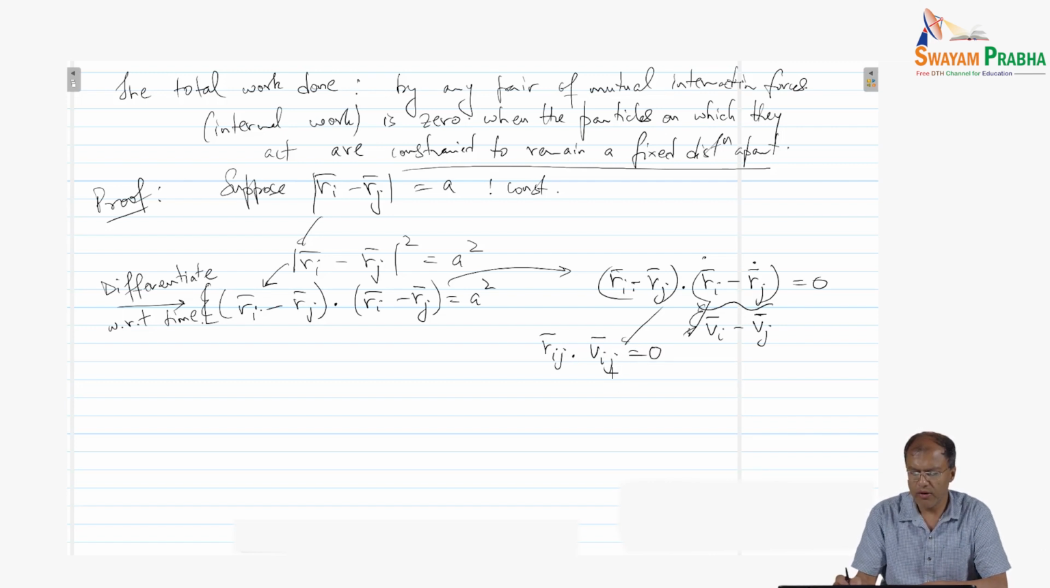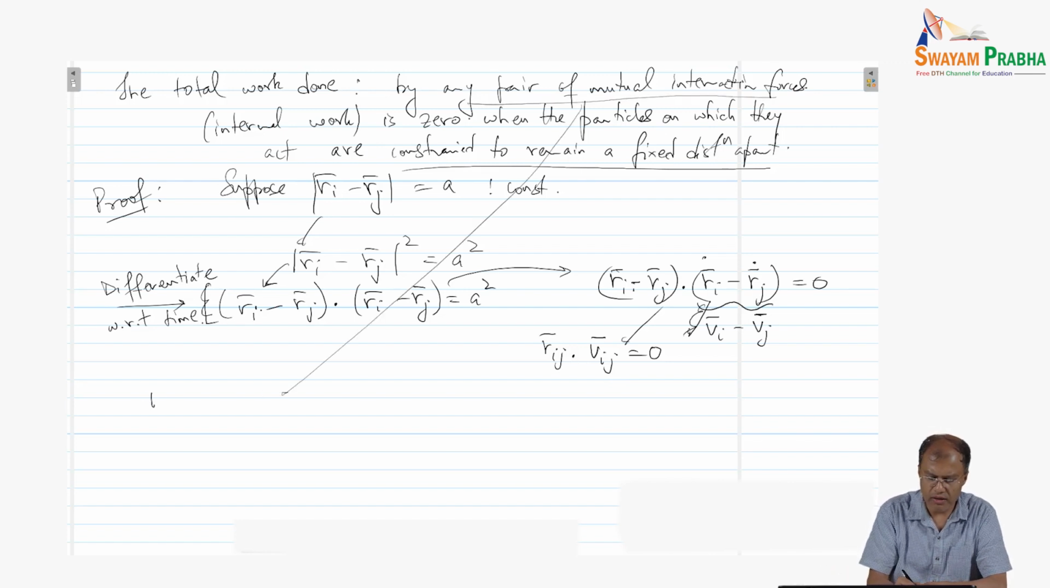Now remember, if we want to find the work done by mutually interacting forces, the work done W is going to be the integral of Gij dot with Vij.